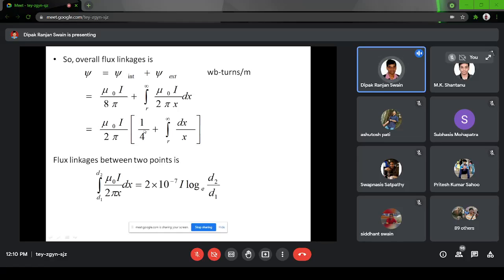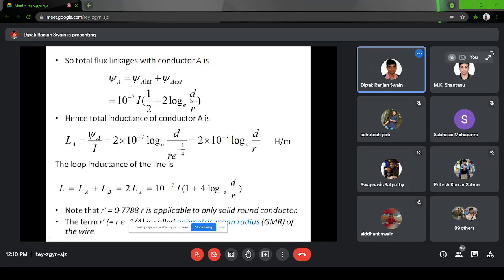So ln e to the power 1 by 4 plus ln d by r; the sum becomes a product, so this becomes this formula. If I simplify it, this becomes 2 into 10 to the minus 7 ln d by r dash, where r dash is r e to the power minus 1 by 4. That particular term is known as the geometric mean radius. What is the use of that, we will learn later.